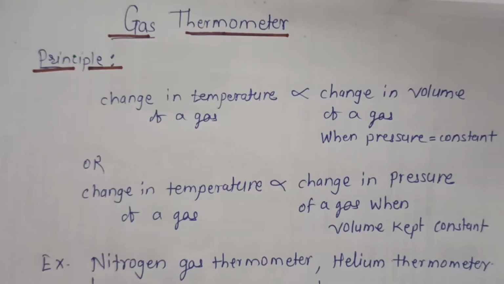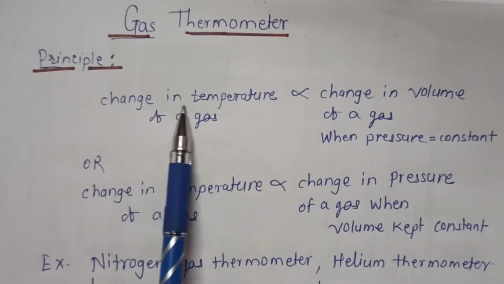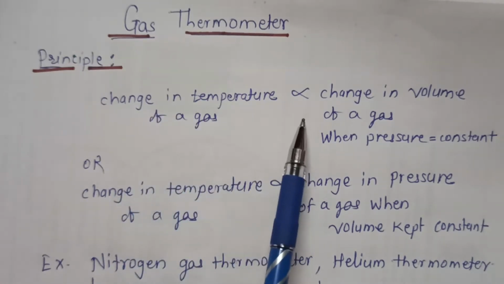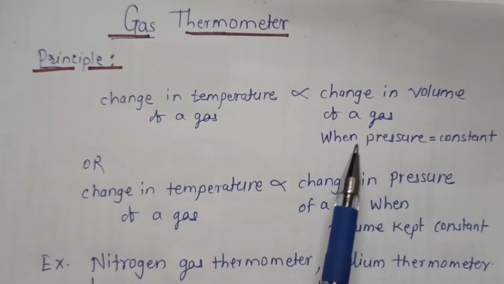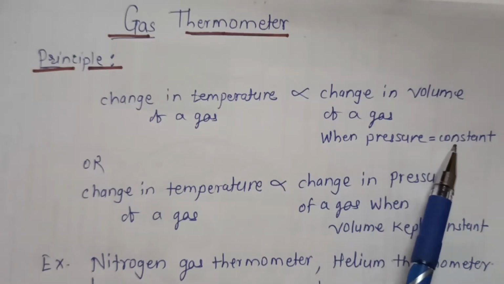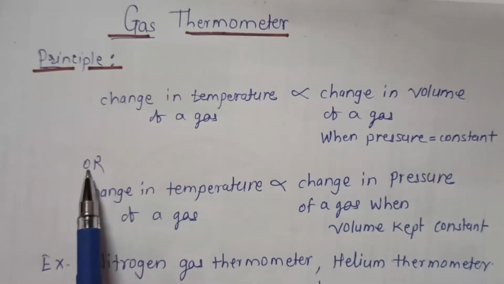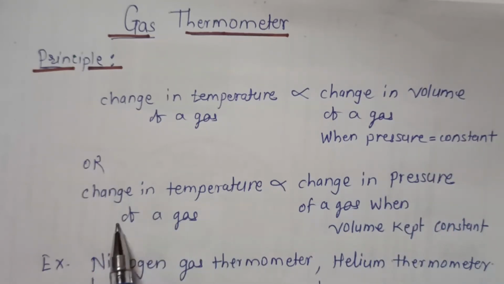Principle of gas thermometer. Change in temperature of a gas is directly proportional to change in volume of a gas when pressure is kept constant, or another, change in temperature of a gas is proportional to change in pressure of a gas when volume is kept constant.